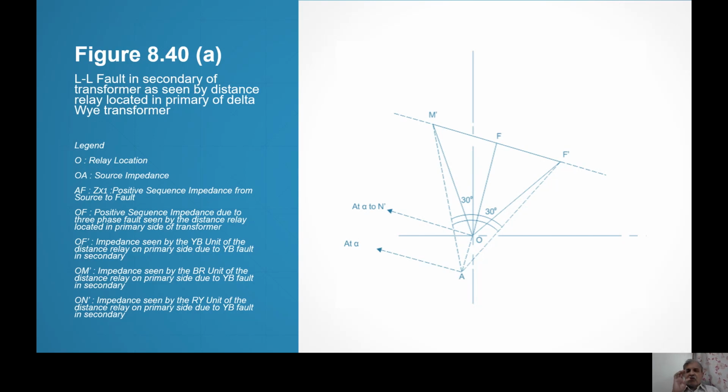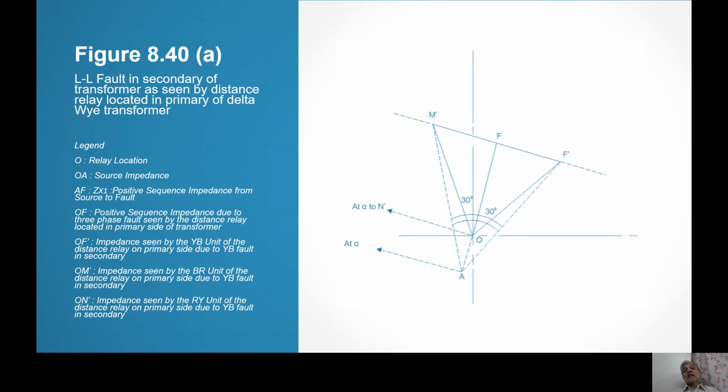But OF, which we want to measure, is positive sequence impedance due to three-phase fault seen by the distance relay located in primary side of the transformer. See, YB fault has occurred in secondary. Sorry, three-phase fault has occurred in secondary. That three-phase fault is correctly seen in primary. But OF dash, if YB fault occurs in secondary, in primary it is seen as OF dash.